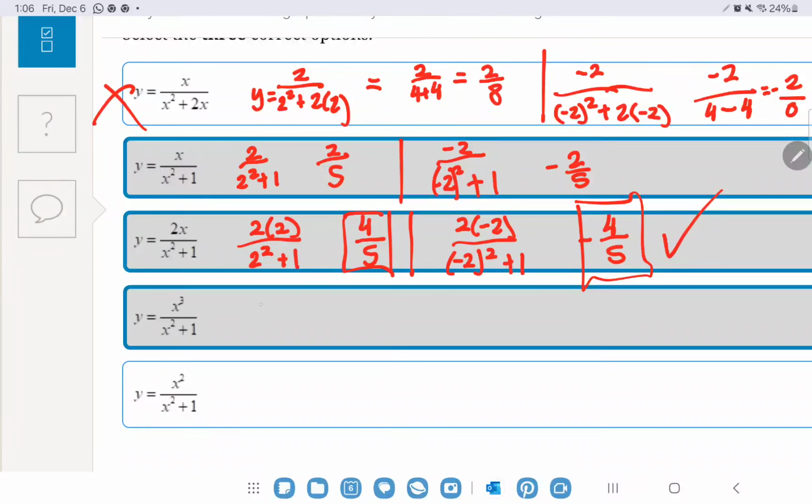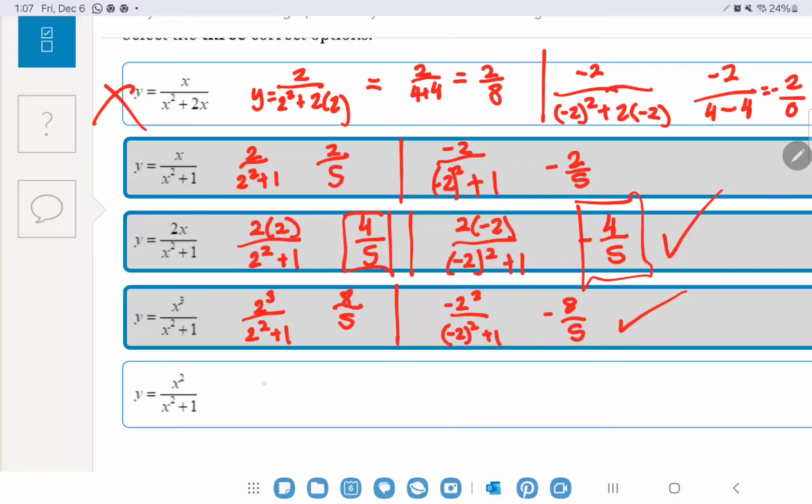Let's try the fourth one. 2 cubed over 2 squared plus 1. This is 8 over 5. Now let's try negatives. Negative 2 cubed over negative 2 squared plus 1. You're gonna get negative 8 over 5. Now these are the same answer yet opposite signs.